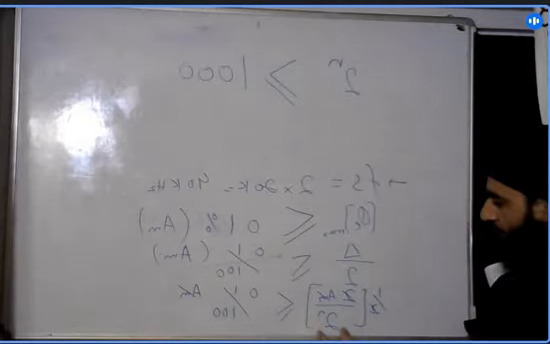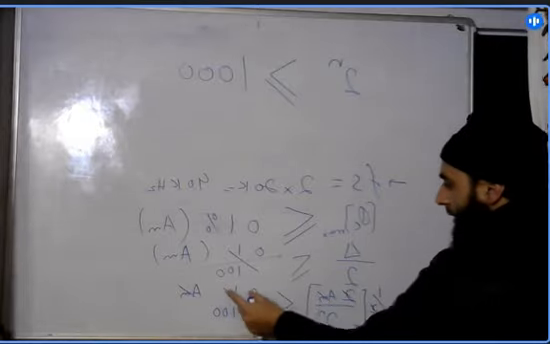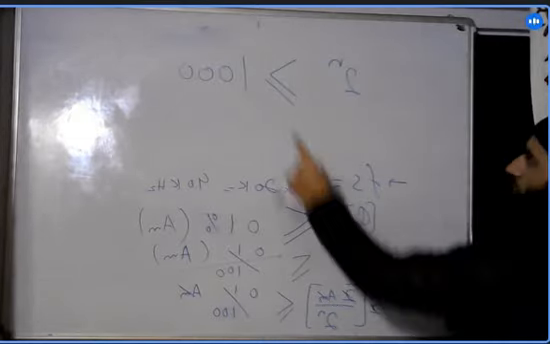Eyes on board please, eyes on board please. 2 raised power n, where did it go? Here 100 came, here 0.1 came, and with 0.1 it became 1000.